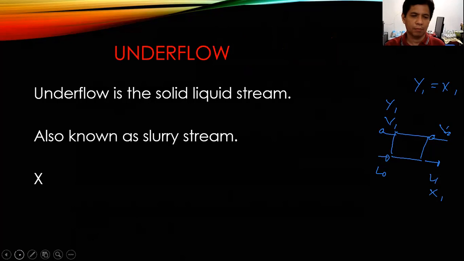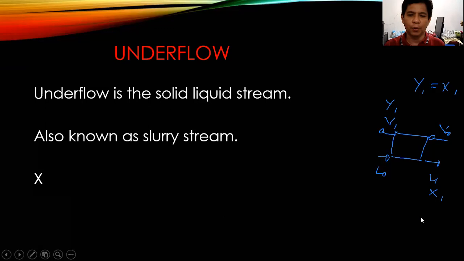Okay, so ang gagamitin kong convention ay yung sa handbook, no? So, underflow. Underflow, ito yan, itong LO at saka yung L1. Yung may kasamang solid, inert solid, ano? Yan yung underflow. Underflow is the solid liquid stream. Ito, LO, L1. Also known as the slurry stream. Tapos, yung concentration nito, sa convention ng handbook ay ang symbol niya ay X. X1, X2, X3, no? X sa handbook. Kasi kay Gene Coplis, ito yung Y niya. Kaya lang, syempre, handbook yung mabubuksan natin sa board exam.